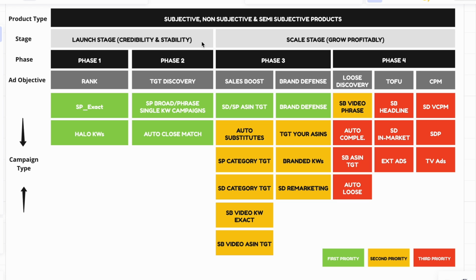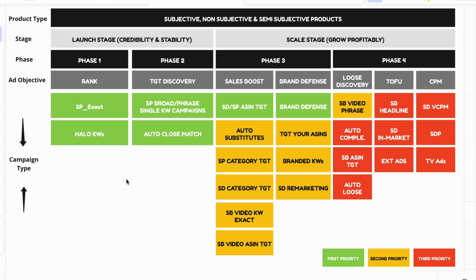For those products, you can consider them as a part of your scale stage. I hope you're clear on the differences between launch stage and scale stage. In launch stage, you're primarily focusing upon the credibility aspect and stability aspect in terms of sales. And in scale stage, you're working towards growing your business profitably and aiming to dominate the market, and certainly work towards being the top seller in the niche. And then moving on to the phases, there are 4 phases when it comes to the ads, right? Within the launch stage, there are 2 phases, and within the scale stage, there are 2 phases.